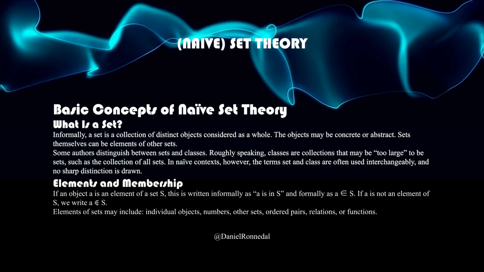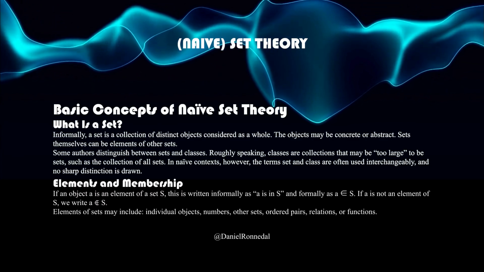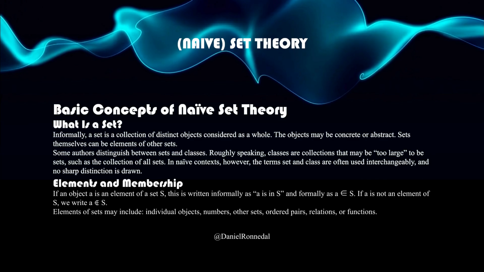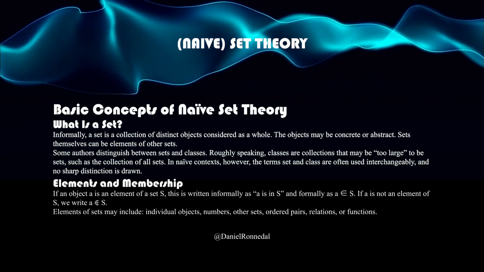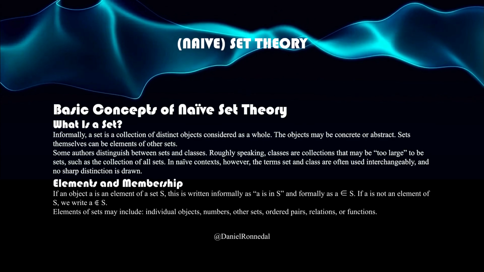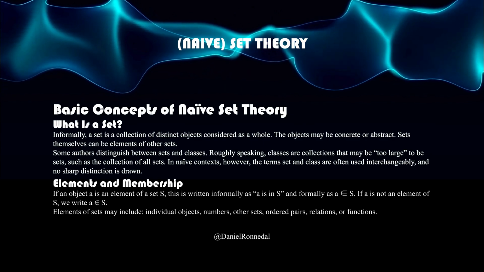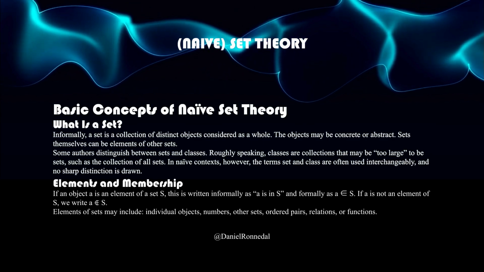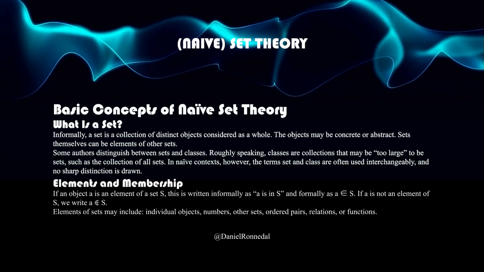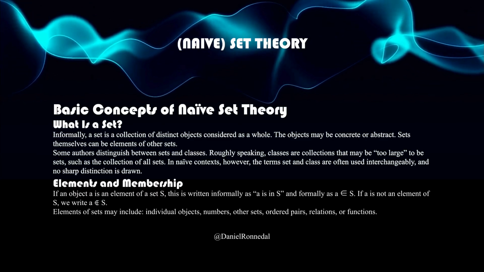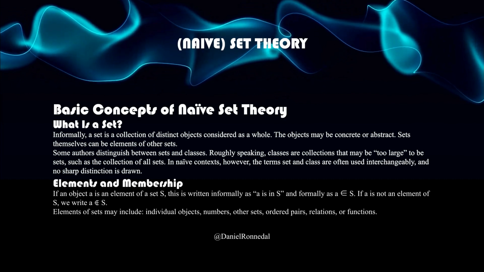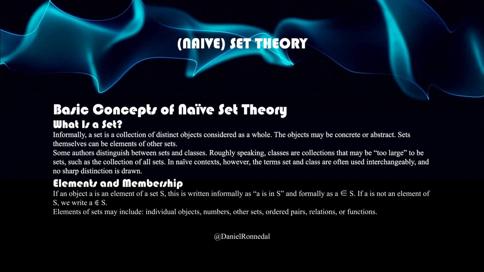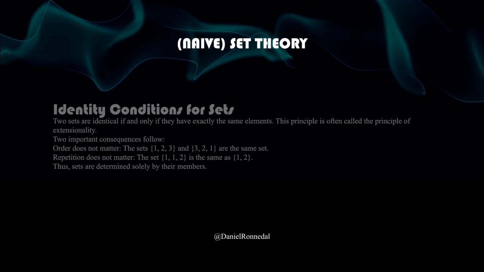If an object A is an element of a set S, this is written informally as "A is in S," and formally as A followed by the symbol for "is an element of," followed by S. If A is not an element of S, we write A followed by the symbol for "is not an element of," followed by S. Elements of sets may include individual objects, numbers, other sets, ordered pairs, relations, or functions.